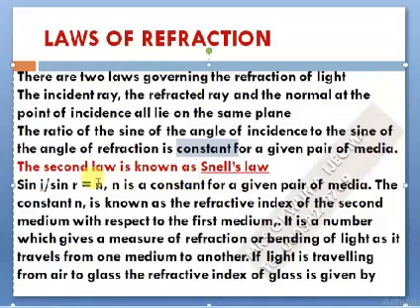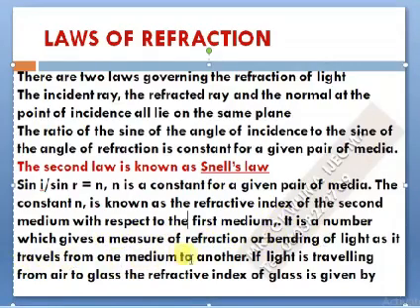We say that the ratio of the sine of the angle of incidence, that is sine i, over sine r, is equal to n, which is a constant. This constant n is what we call the refractive index of the second medium with respect to the first medium. It is a number which gives a measure of refraction or bending of light as it travels from one medium to another.